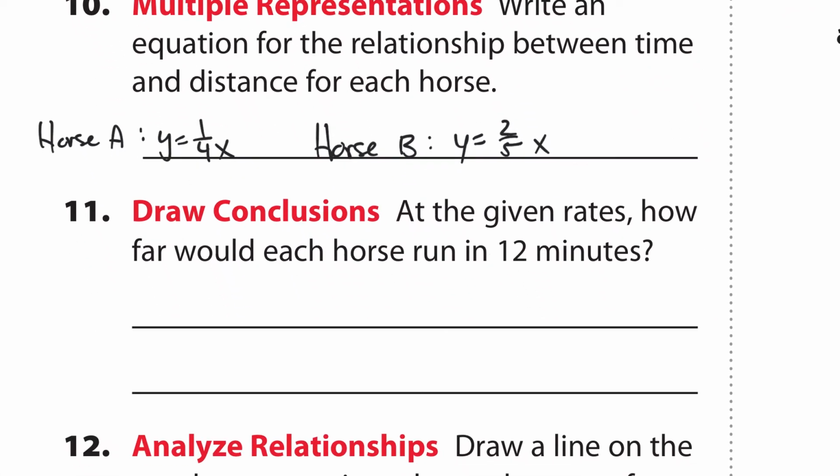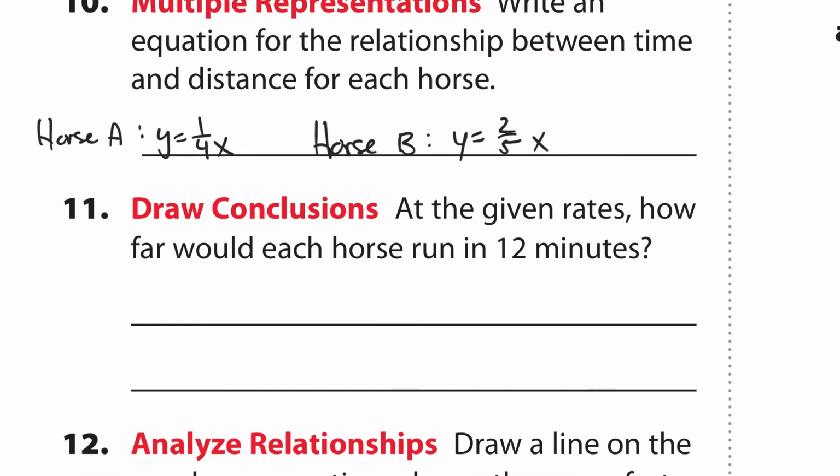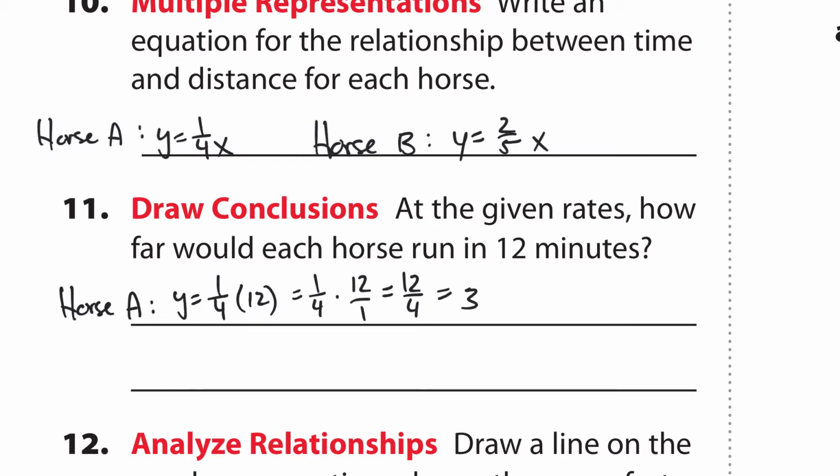Okay, so let's draw some conclusions. At the given rates, how far would each horse run in 12 minutes? Well, x is the amount of minutes. So horse A would be y is equal to 1/4 times 12. 1/4 times 12 is the same as 1/4 times 12 over 1, which is 12 over 4. Really, it's a fancy way of asking what's 12 divided by 4? And it's 3. So that would be 3 miles.